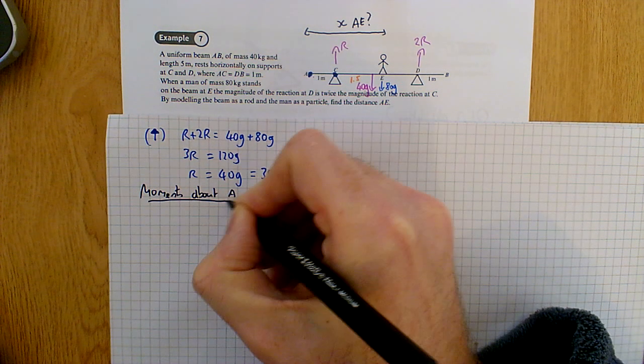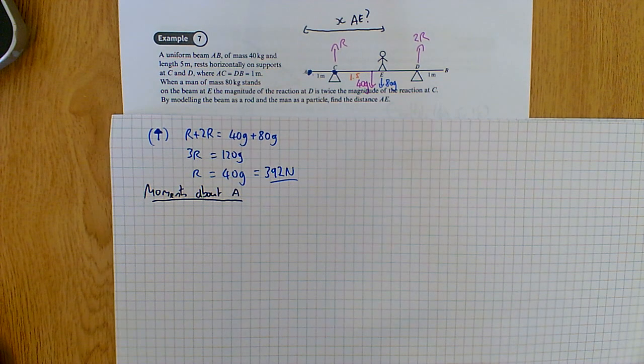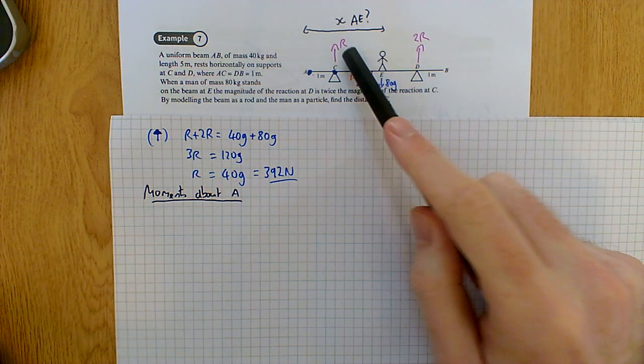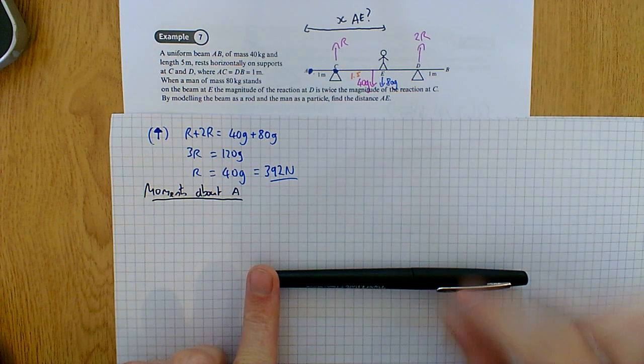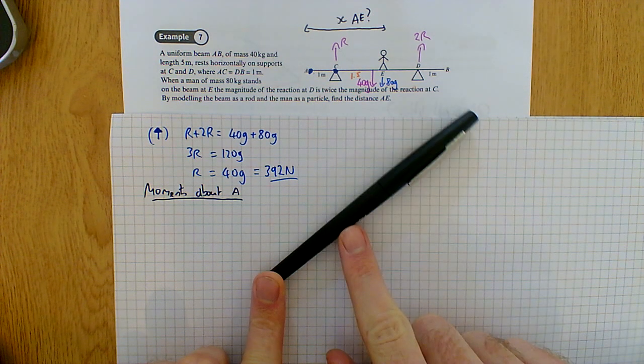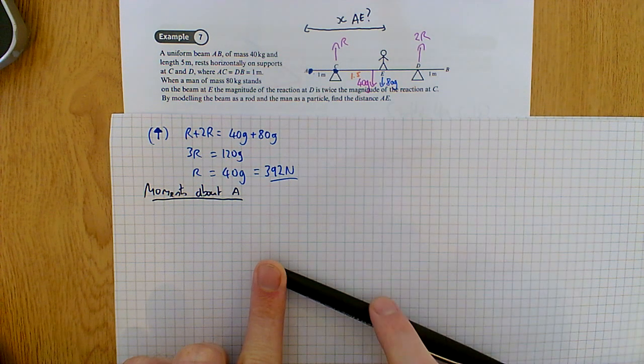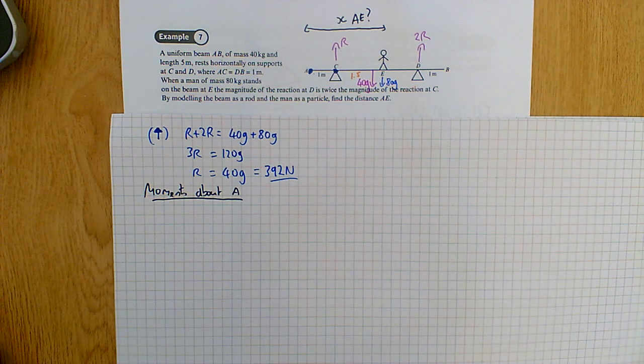The great thing with a pivot at the end is it's really easy to see which are anti-clockwise and clockwise. The R and the 2R are both going up, so they're turning it anti-clockwise, and the 40g and 80g are both turning it clockwise. So let's deal with the clockwise first.